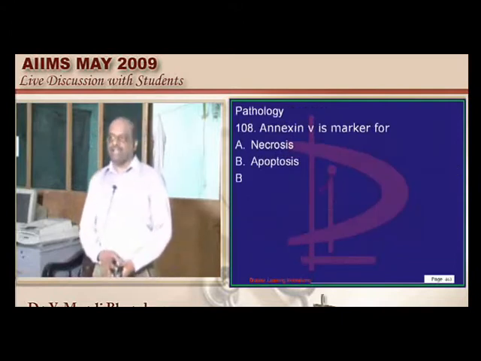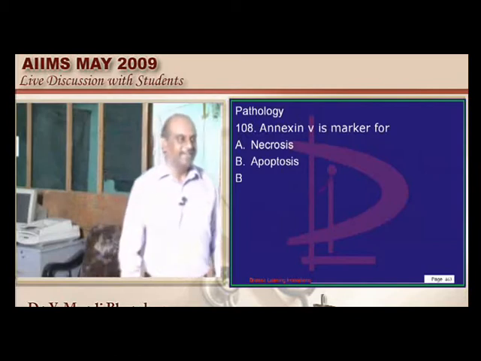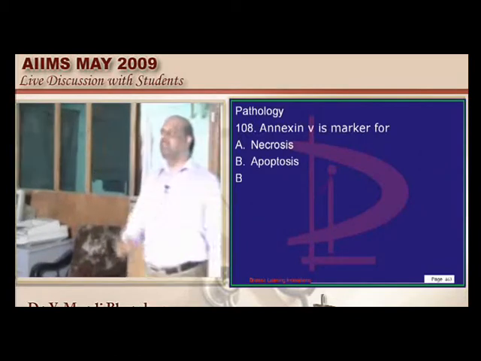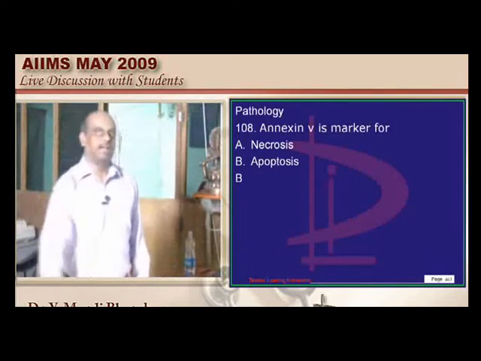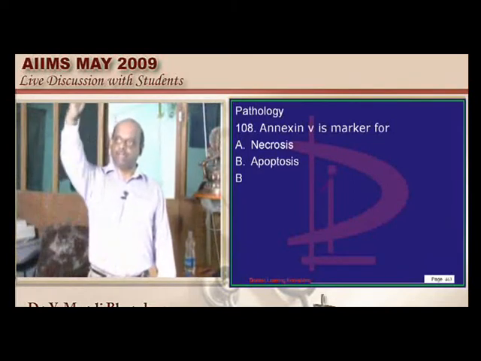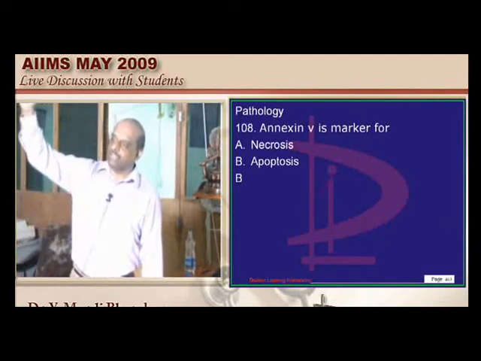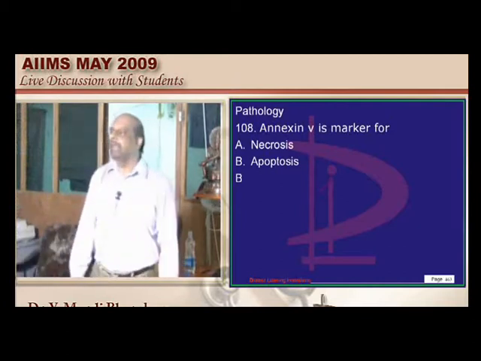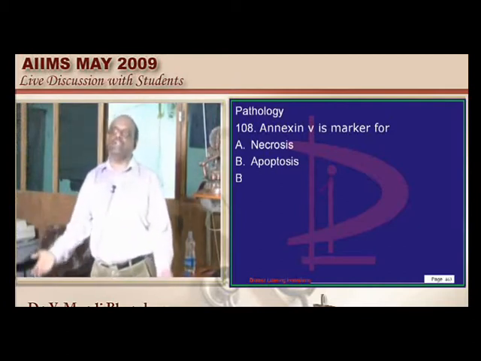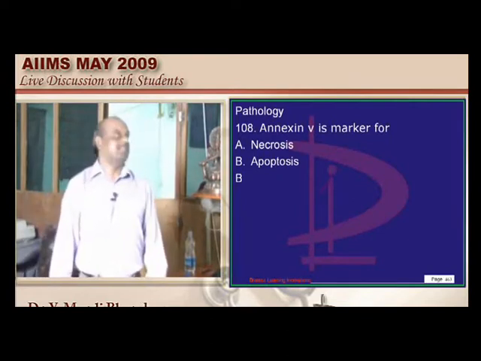Annexin V is a marker of what? I was just searching for where is the question on apoptosis, because on apoptosis there are some 50-60 questions in pathology. There are totally 800 questions. I will give you the classified list of higher priority to lower priority topics. Apoptosis is the 6th or 7th topmost topic in pathology. If you say I finished pathology but I didn't read apoptosis, it means going to Varanasi and not seeing Parameshwar. That is as bad as that.